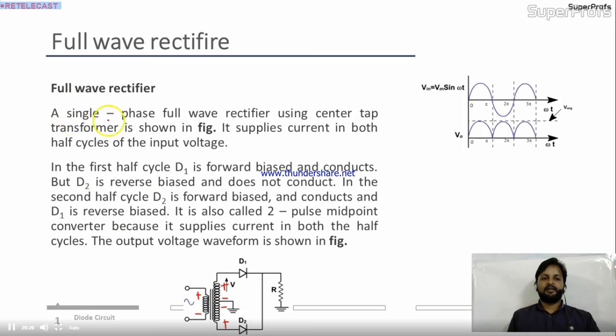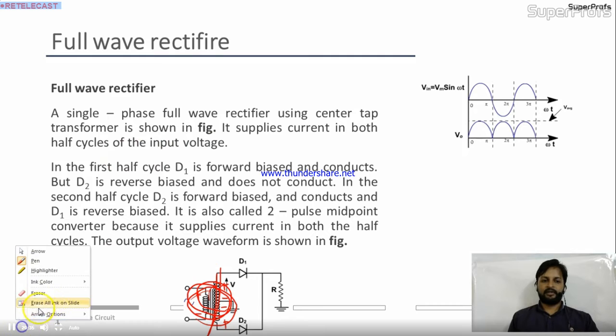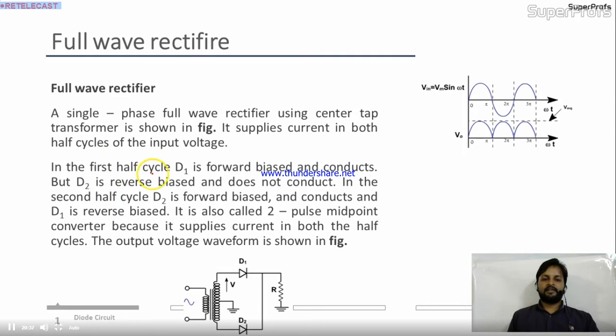See, a single phase full wave rectifier using center tap transformer. This is the center tap transformer type of circuit, right? It supplies current in both half cycles of input voltage. In the first half cycle, D1 is forward biased, but D2 will be reverse biased definitely.